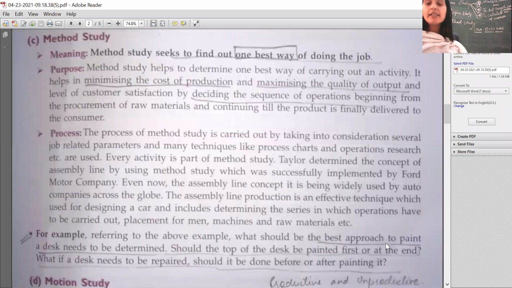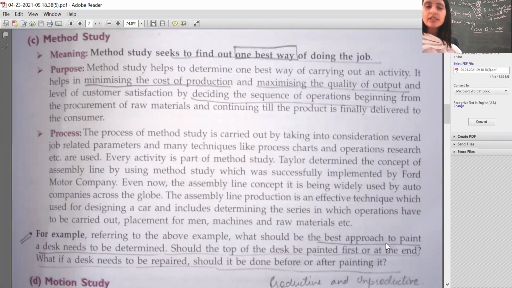Purpose. Now, what is its purpose? Method study helps to determine one best way of carrying out an activity. It helps in minimizing the cost of production and maximizing the quality of output. Cost of production will be reduced because we know what is best suitable way to do that particular work, and then our output will be maximum.